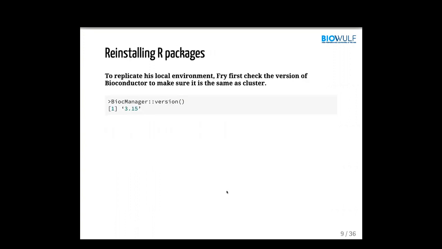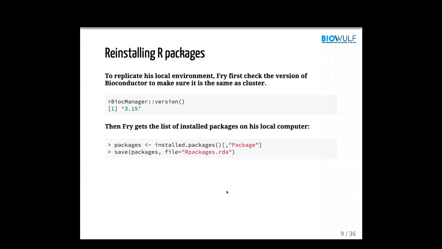Okay, the next thing Fry needs to do is try to reinstall some R packages. Fry will first check the version of Bioconductor to make sure it is the same as the version on HPC. The reason he has to check is that Bioconductor has 2 releases for each R version. And currently for R 4.2, the Bioconductor version is 3.15.